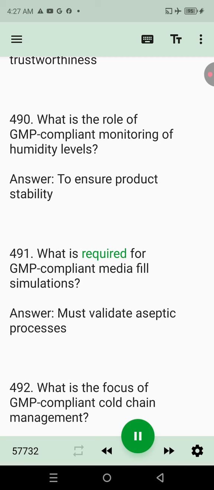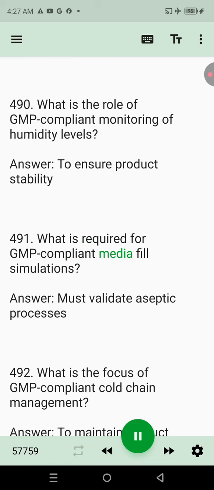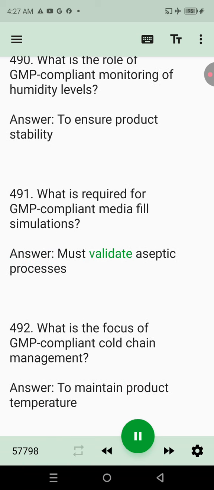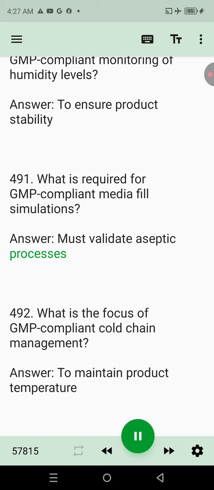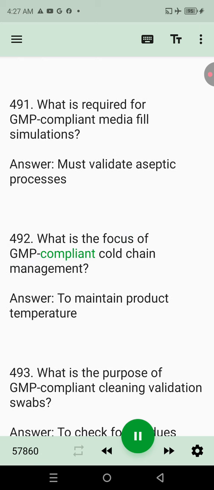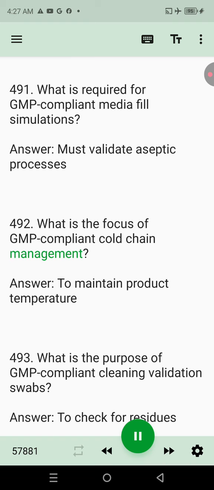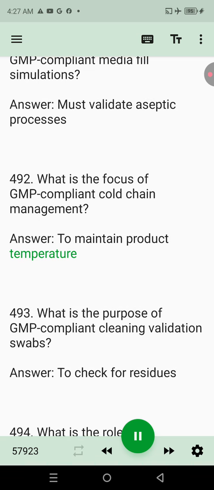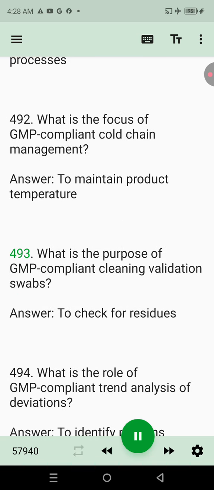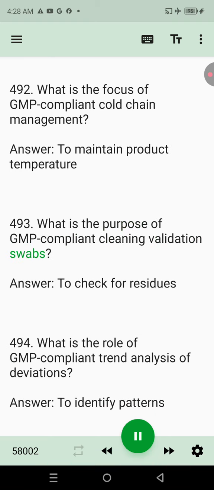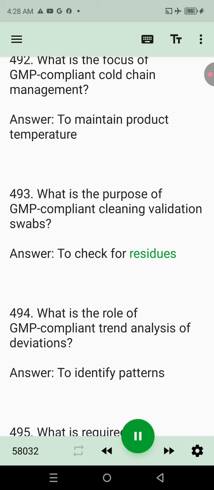491. What is required for GMP-compliant media fill simulations? Answer: must validate aseptic processes. 492. What is the focus of GMP-compliant cold chain management? Answer: to maintain product temperature. 493. What is the purpose of GMP-compliant cleaning validation swabs? Answer: to check for residues.